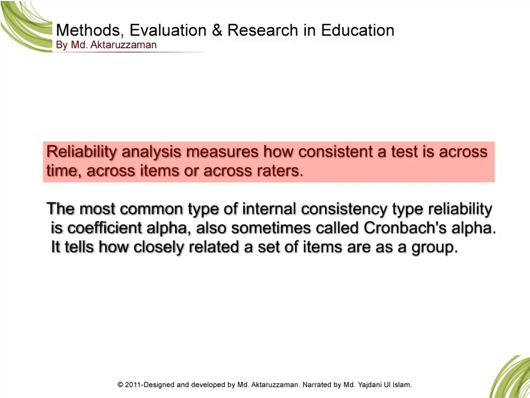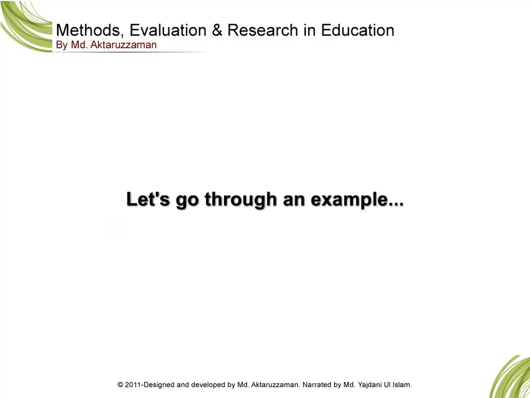Reliability analysis measures how consistent a test is across time, across items, or across raters. The most common type of internal consistency reliability is coefficient alpha, also sometimes called Cronbach's alpha. It tells how closely related a set of items are as a group. Let's go through an example to clear out your confusion.